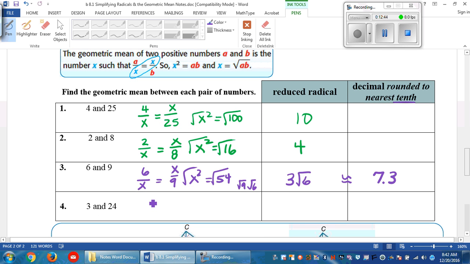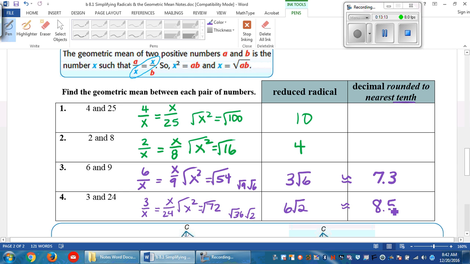And last but not least, we have 3 over x to find the geometric means, and x over 24. Cross multiply, x squared is equal to 72. Root it, and we actually did this on the front side, which becomes root 36 and root 2. So it's 6 root 2. And decimal-wise, because you got your calculator, try it out, 8.5.